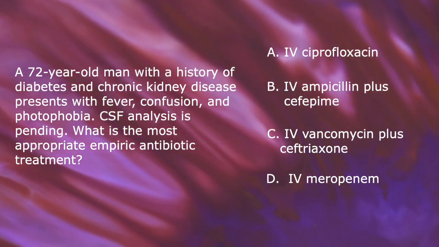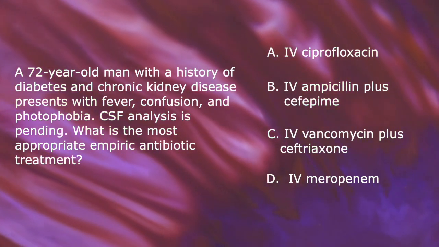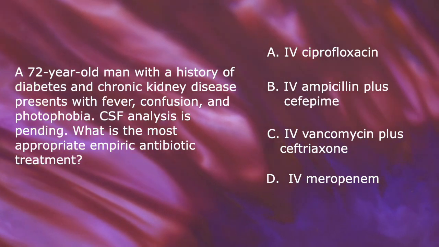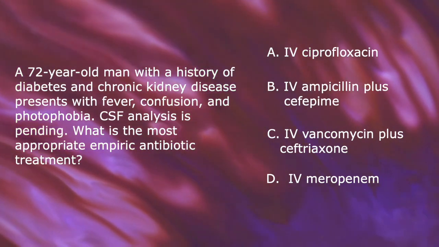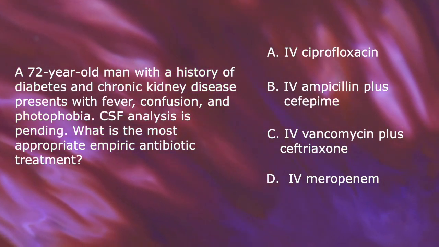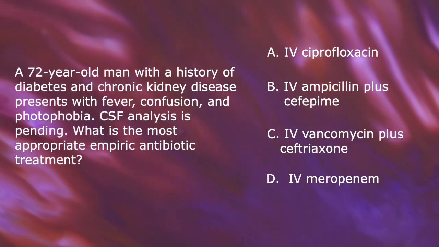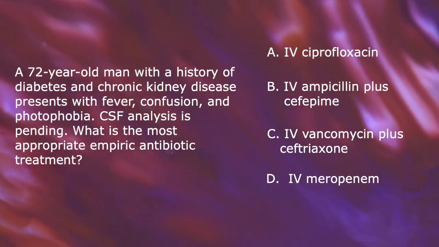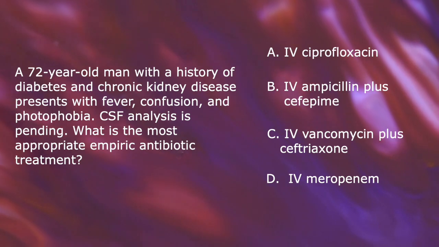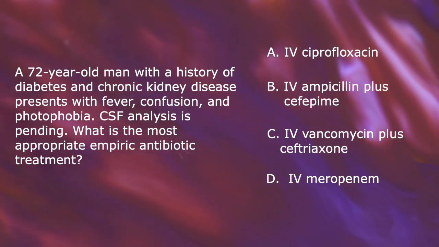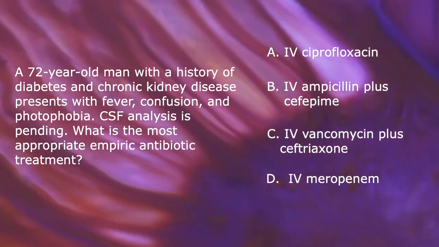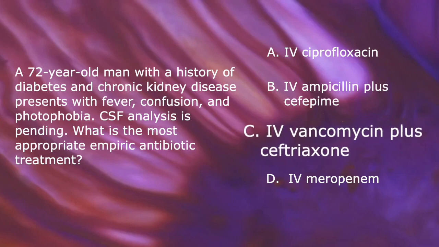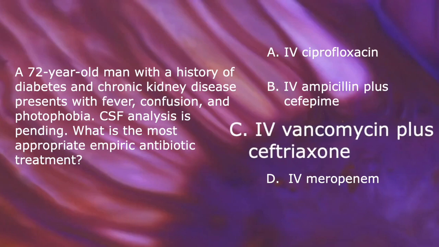We have the chronic kidney disease with the fever, confusion, and photophobia. A, we have the option of IV Cipro. B is IV ampicillin plus cefepime. C is IV vancomycin plus ceftriaxone. And D is IV meropenem. If you chose C, that is the correct answer, which is the IV vancomycin plus ceftriaxone.